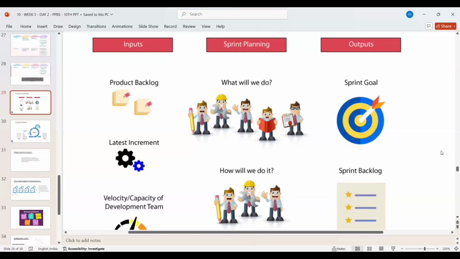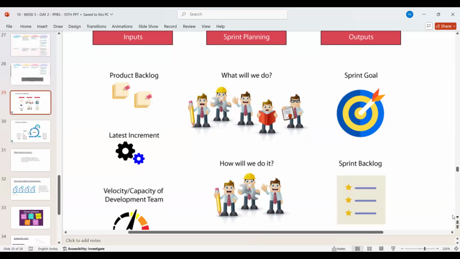Okay, so on the input side, what all three things can you see? Tell me. Product backlog, latest increment, and velocity or capacity of development team. Yes, there are three important things. First and foremost is product backlog, like what all things we have, what all requirements we have in store to work for, as per client, customer demand or customer priority. First of all, that needs to be there.